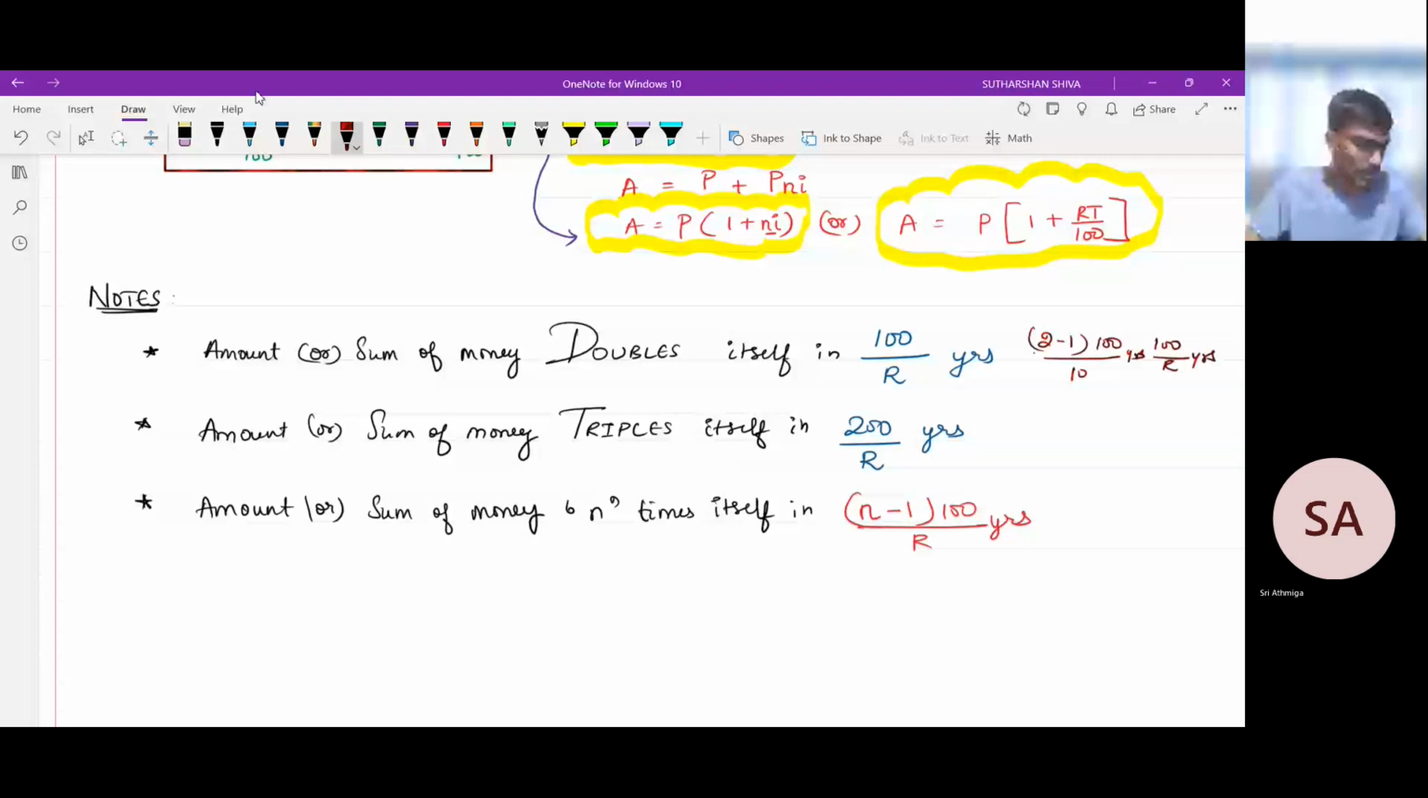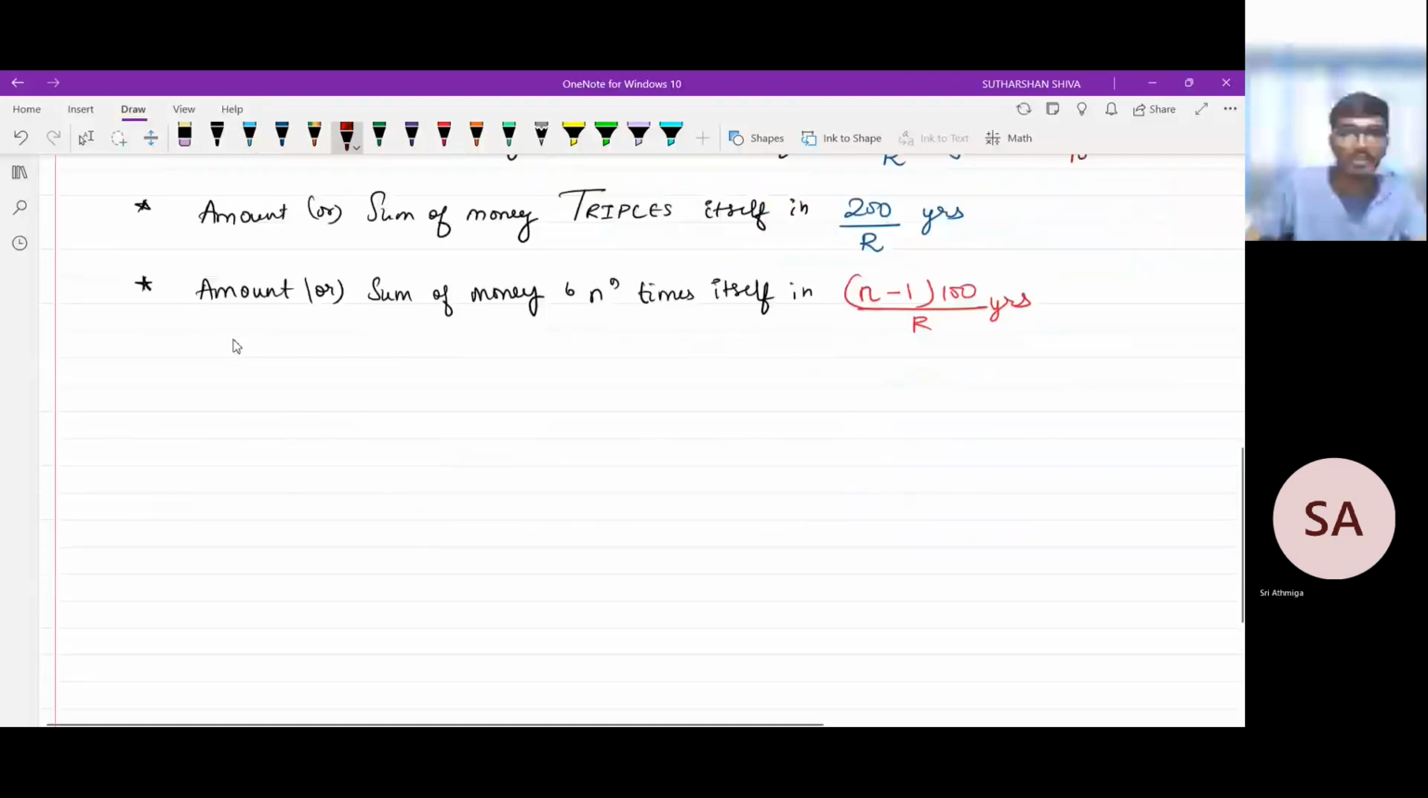Okay. Shall I give you a few sums? Yes, sir. Shall we see a few sums? Yes.